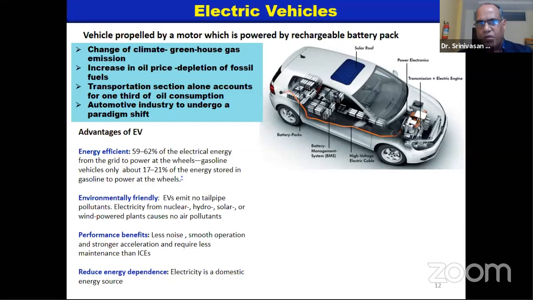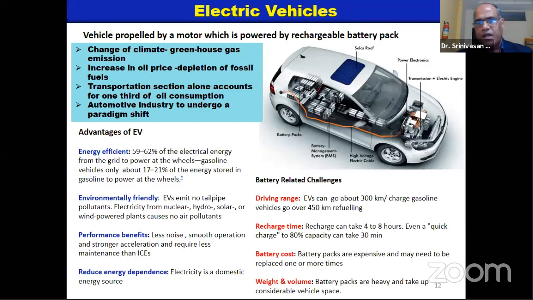There is no CO2 emission when you are using the electric vehicle, and it is very smooth to operate. There is no noise, nothing. And then it reduces the energy dependence. Electricity is a domestic energy source. Wherever you go, simply you can connect and charge the battery in the car.